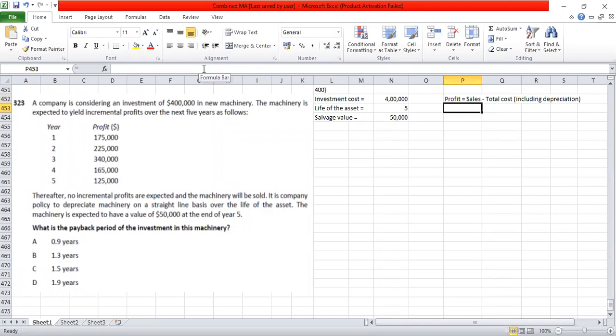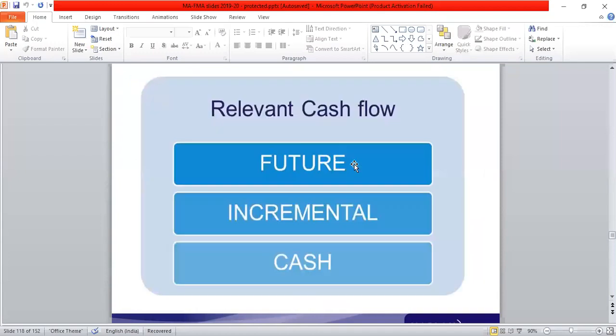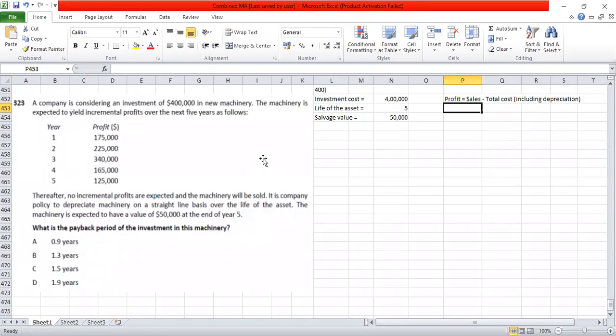But we want only cash profits. So relevant cash flows should be only those transactions which are in the form of cash. Non-cash expenses should be eliminated. So they have calculated the profits. The profits are calculated by deducting cash expenses and the depreciation expense also.